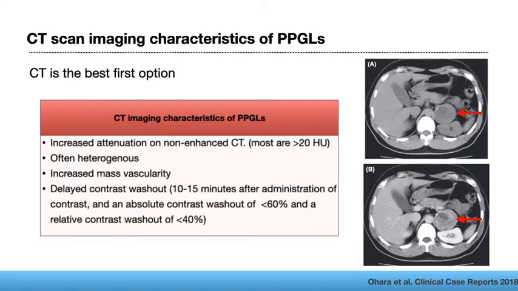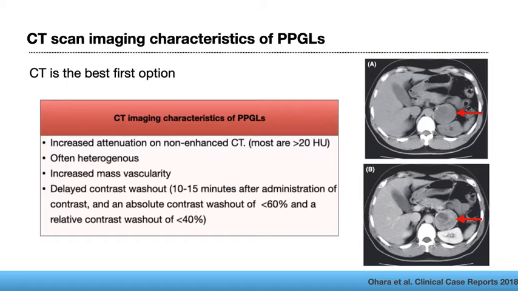So, the CT imaging characteristics of pheochromocytoma are based on some facts, including that pheochromocytoma is a soft tissue tumor that does not contain an excessive amount of fat like benign adrenal adenoma. It also contains many areas of hemorrhage, necrosis, and cystic degeneration. And it's a highly vascular tumor. These all lead to the characteristics that we see in this table.